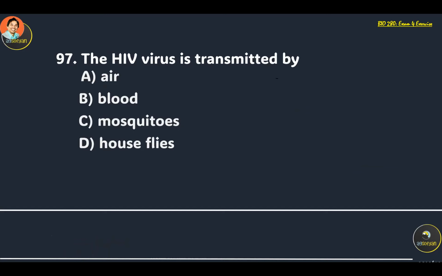The HIV virus is transmitted by A, B, C, or D. HIV is the virus that attacks one of our T cells, especially the T helper, which is in the blood. So it can be transmitted through blood transfusion, or using the same needles from a patient with HIV, and also through other liquids of the body.